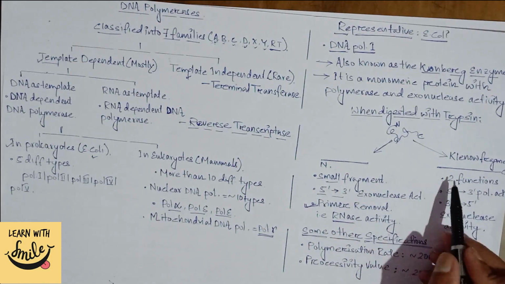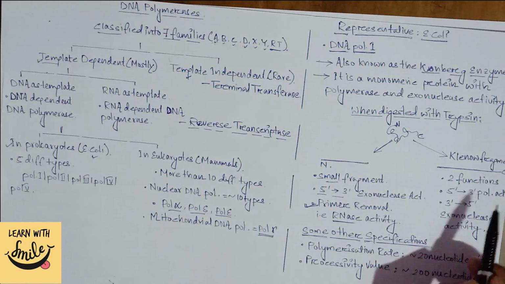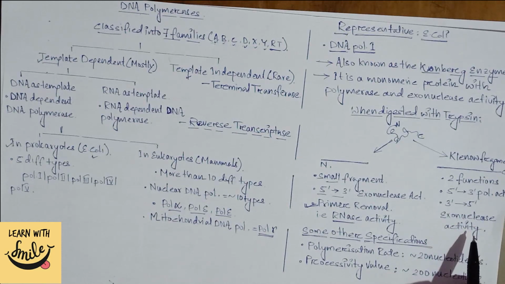Now, coming to the larger fragment, it has two different functions. First, it performs 5' to 3' polymerase activity, and second, it performs 3' to 5' exonuclease activity. Okay, looking at some other specifications, the polymerization rate is approximately 20 nucleotides per second. That is, per second, DNA polymerase 1 can add up to 20 nucleotides, and its processivity value is approximately 200 nucleotides. That means DNA polymerase 1 can add 200 nucleotides at a time.